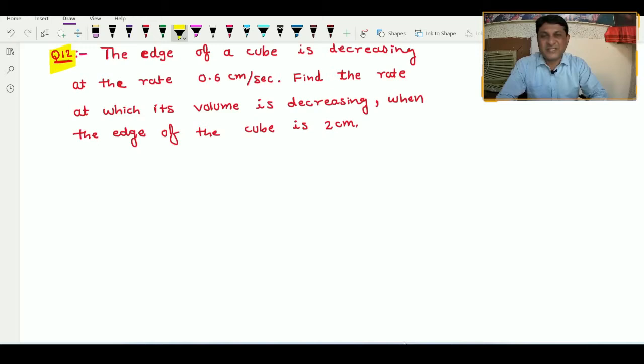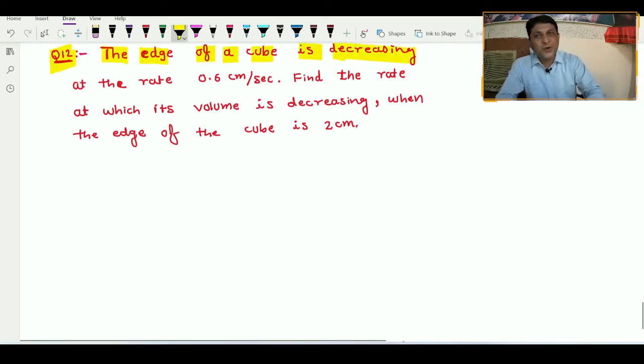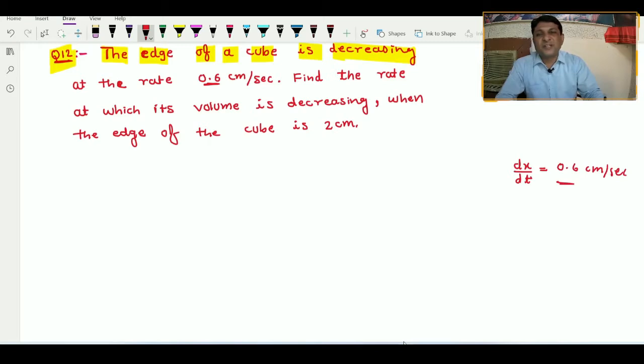Question number 12 of the first exercise of Application of Differentiation. Observe the given condition. What is the given condition? The edge of a cube is decreasing. Decreasing means what? Changing. If we are denoting the edge by x, then the change in the edge is denoted by dx by dt, and it is changing at the rate of 0.6 centimeter per second. This is the first given condition.